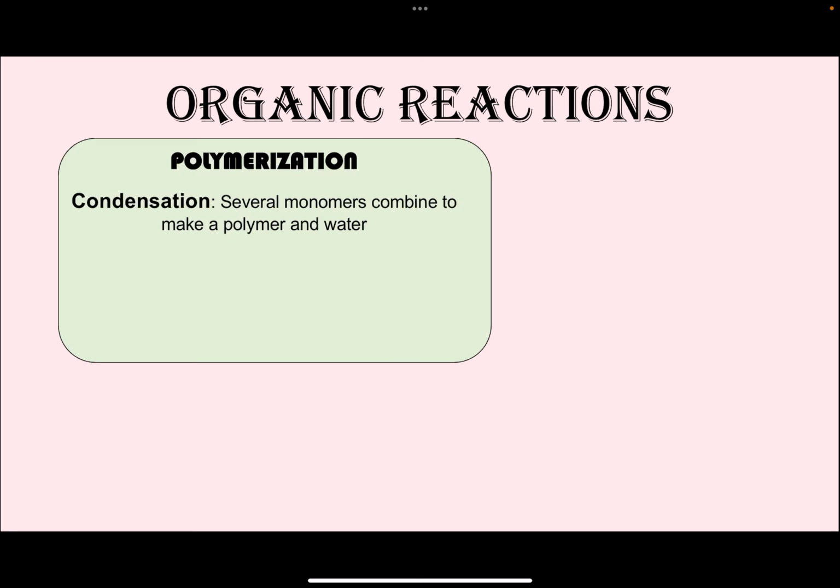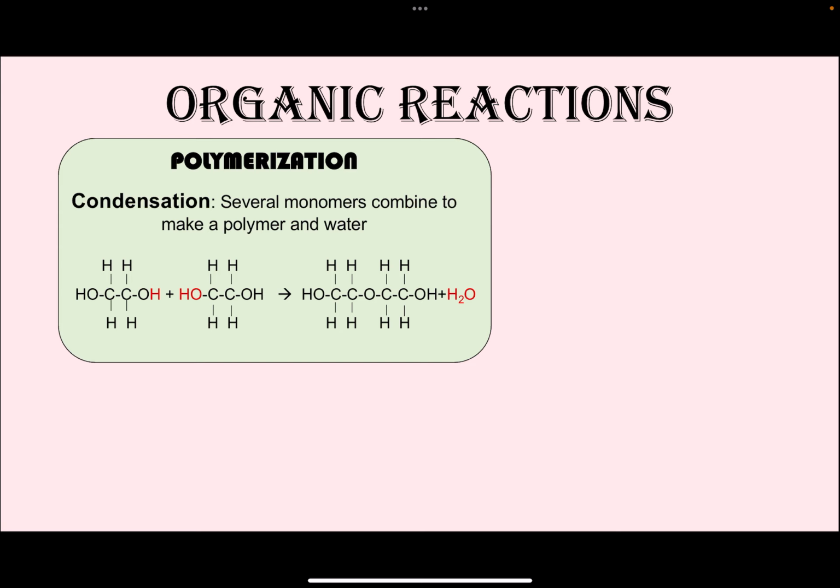All right, so the last type of reaction that we want to talk about is polymerization, and we can have 2 different types of polymerization. We can either have condensation polymerization, so this is when we have several monomers that are combining to make a polymer, and they also make water with the polymer. So here's an example. We have these monomers combining, and then they are releasing the OH and hydrogen to make water with the polymer.